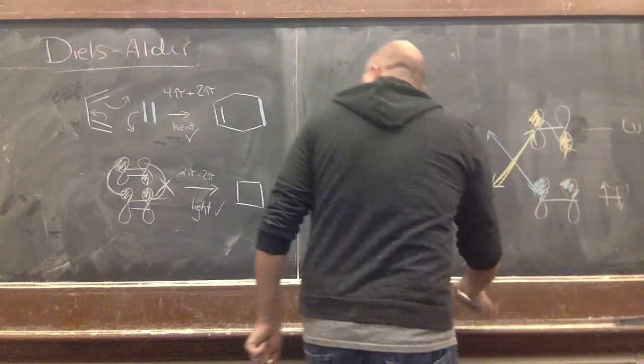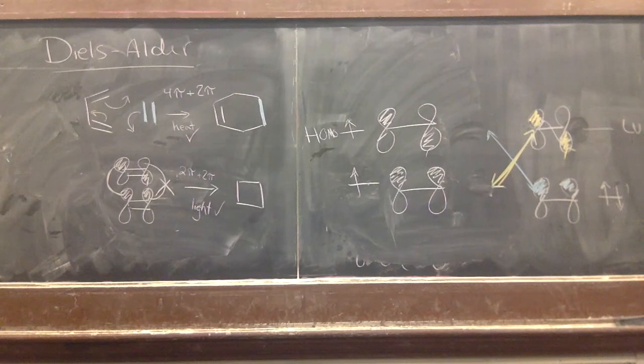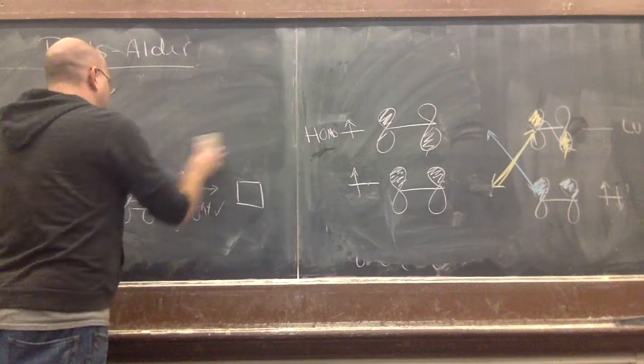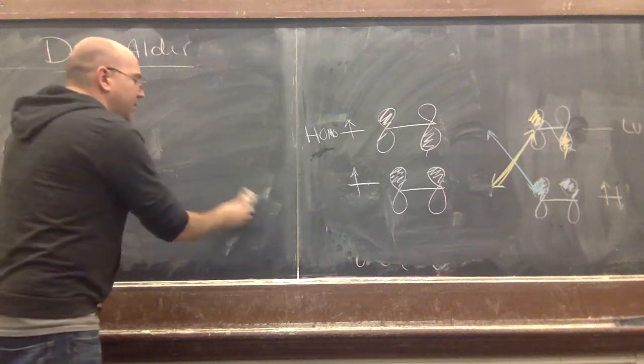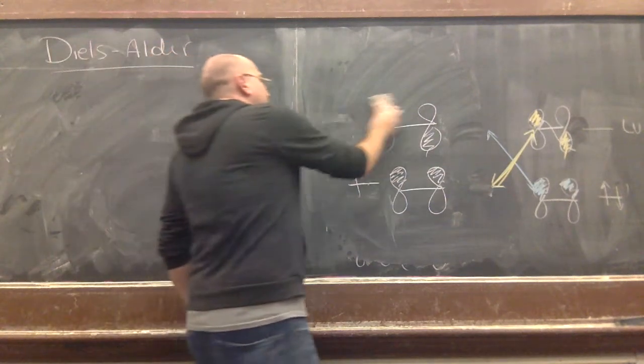Quick question. Does that have to be a specific type of light, like UV light? Yeah. It has to be a light that would allow for the excitation. So you probably have to have the specific wavelength. Don't worry about that though, just light. All right, so that's the MO explanation for Diels-Alder.